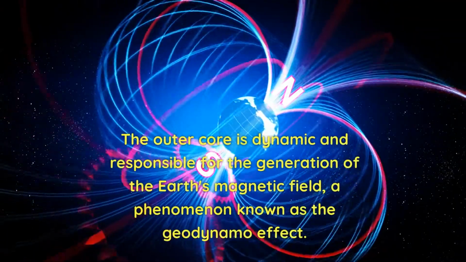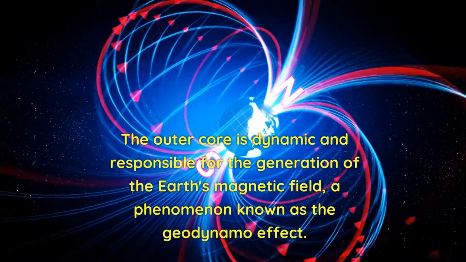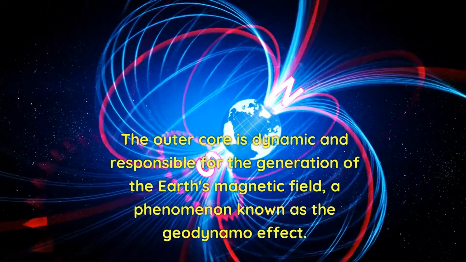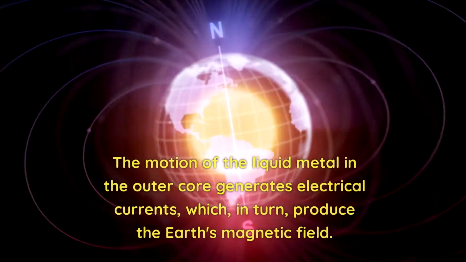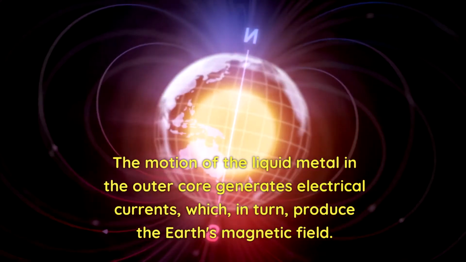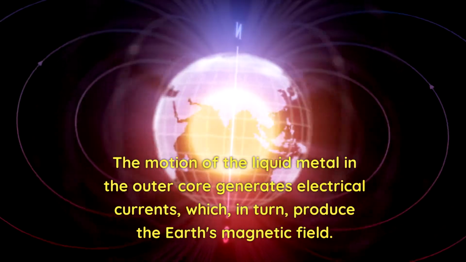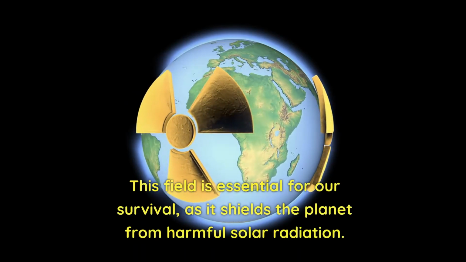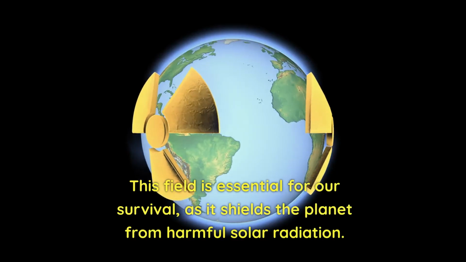The outer core is dynamic and responsible for the generation of the Earth's magnetic field, a phenomenon known as the geodynamo effect. The motion of the liquid metal in the outer core generates electrical currents, which, in turn, produce the Earth's magnetic field. This field is essential for our survival, as it shields the planet from harmful solar radiation.